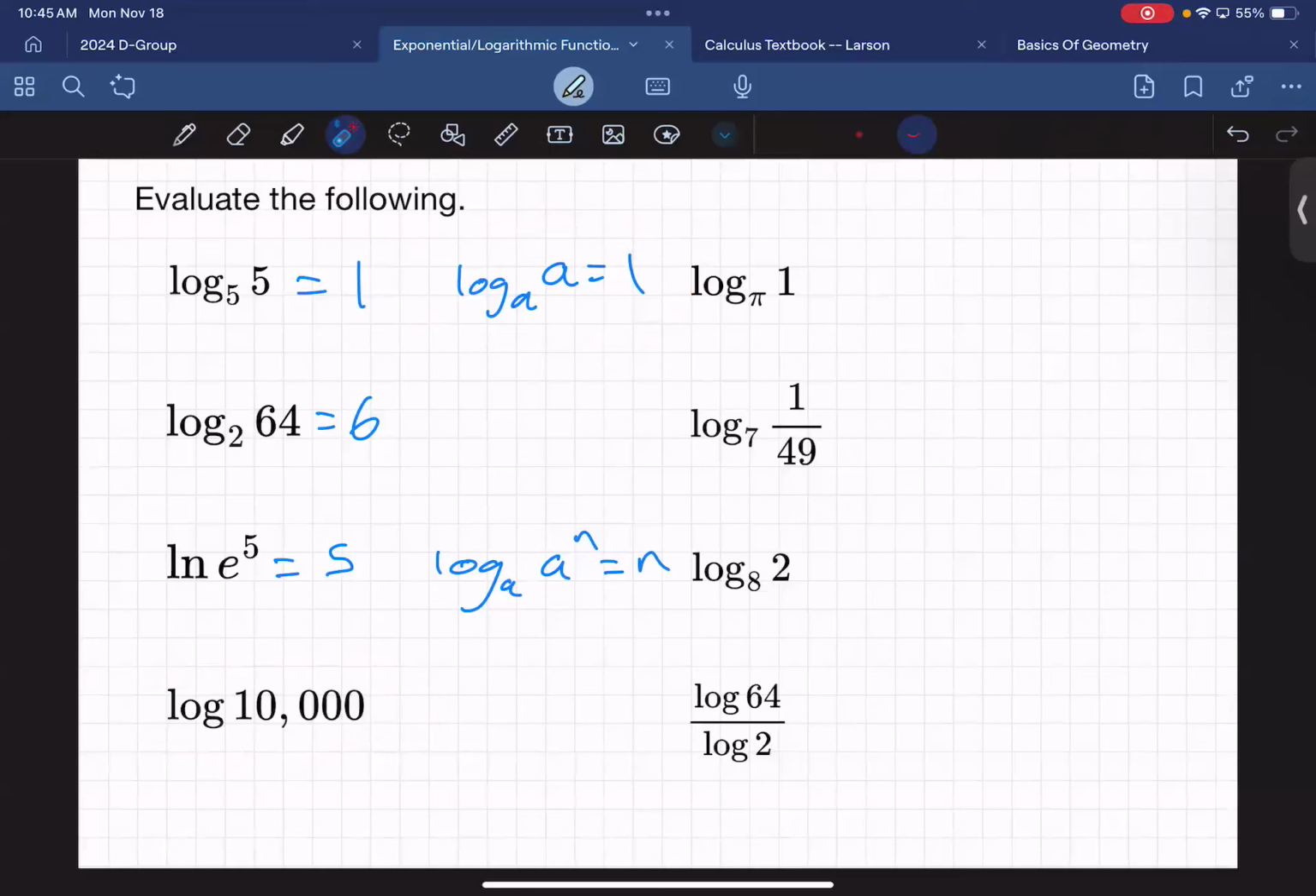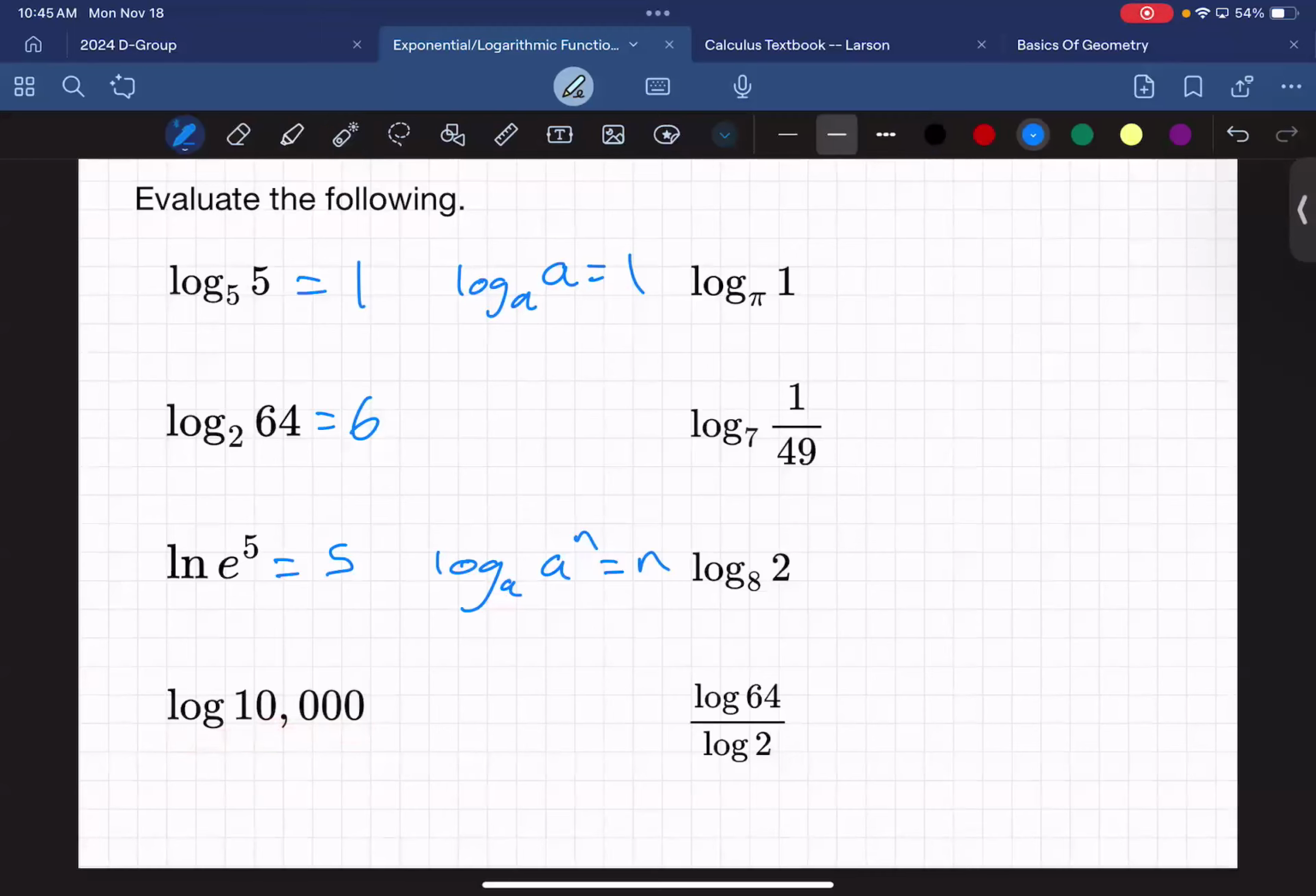So I have a common log, which we have to remember is base 10. The nice thing about 10,000 is, if I factor that down, how many 10s go into it? How do we know it's 4, though? The zeros. Just count up the zeros. Anytime you have a common log with a power of 10, just count the zeros. That's the nice thing about that.